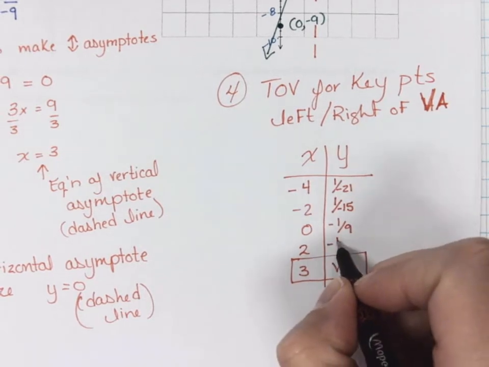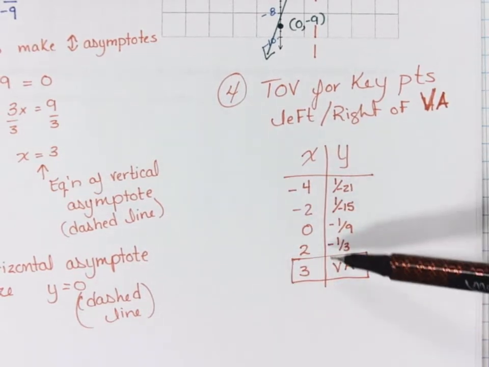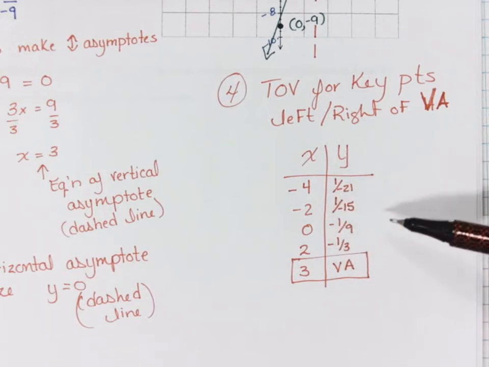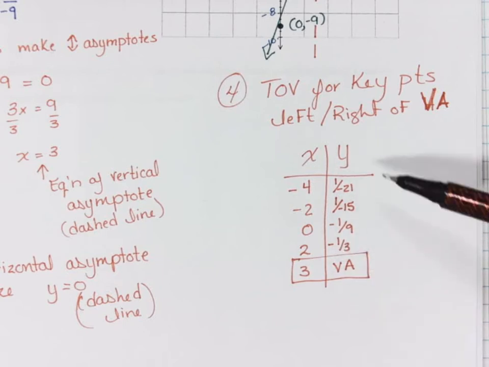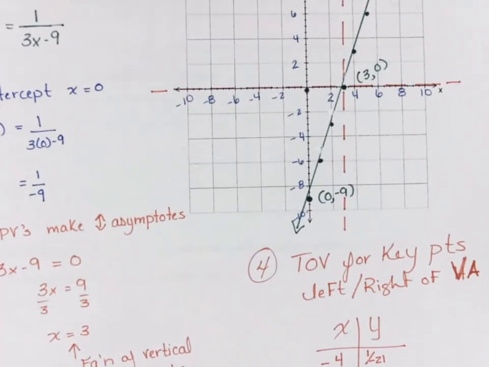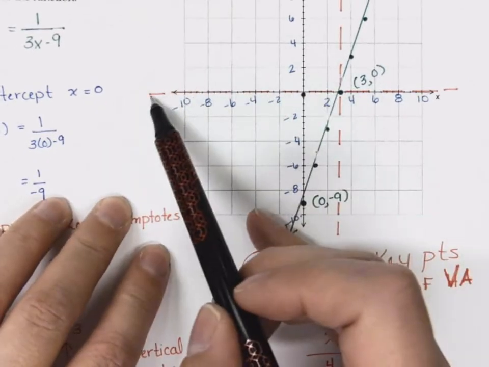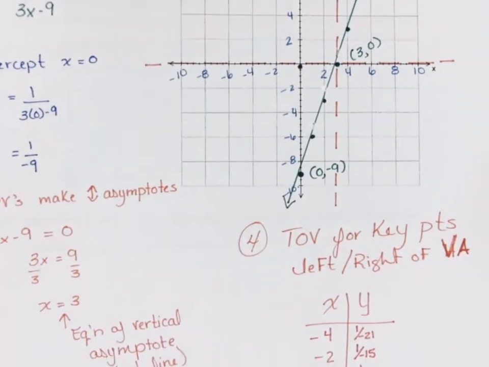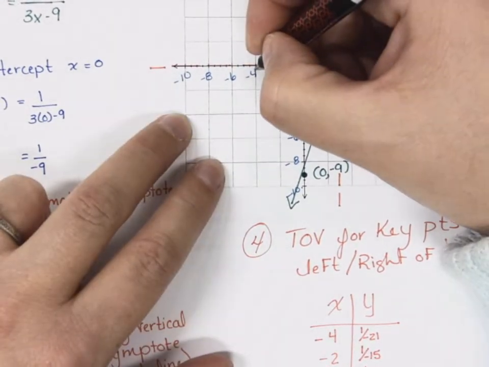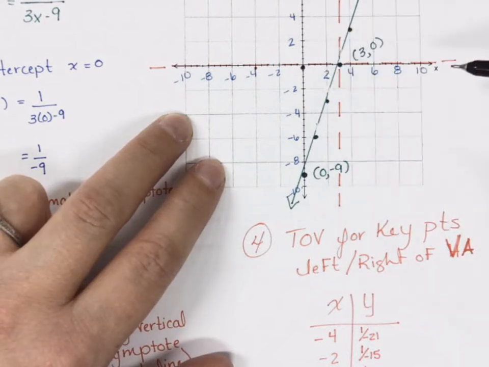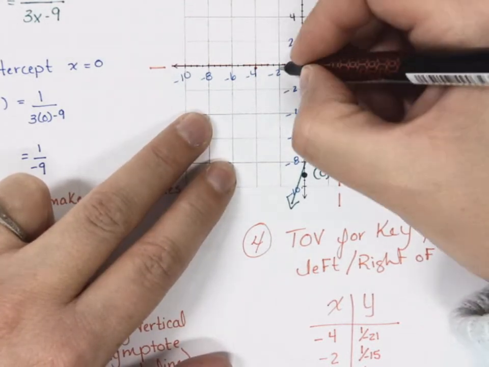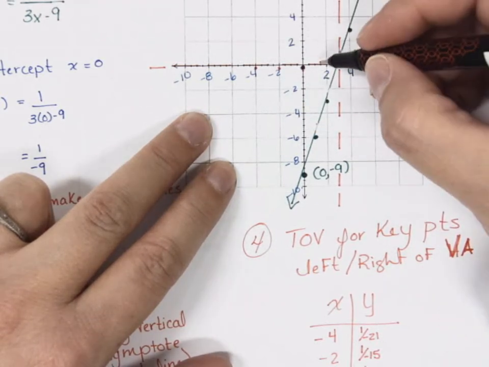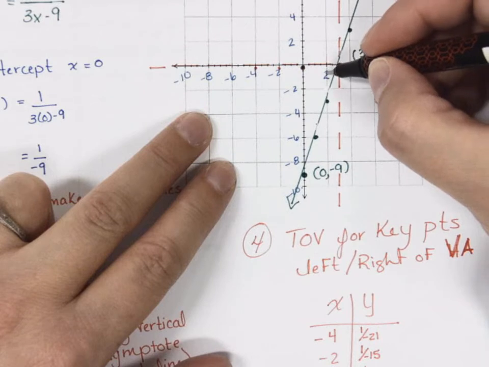Okay, so what do you notice about all these values? They're tiny. What else do we notice about them? They're all negative, right? The reason why is because they all live under that horizontal asymptote. So they live in this quadrant here. Okay, so let's try to plot them. So -4 and -1/21, I don't think that looks any different than my 1/9, but 2 and -1/15. So I'm getting closer and closer to this line. 0 and -1/9 we already did. 2 and a third would be like here.